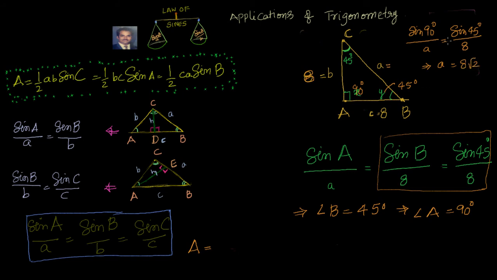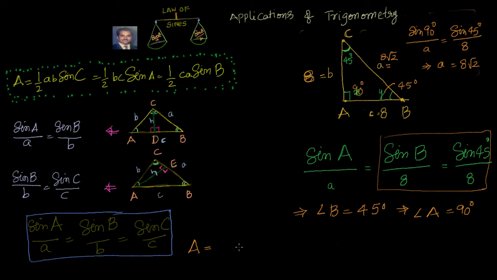You can do this, right? Sin 90 is 1, sin 45 is 1 by root 2. So this becomes root 2 here. A equal to 8 root 2. And we also know by Pythagoras, if it's a right angle triangle, you can see here this angle is 90, 8, 8. This becomes 8 root 2.